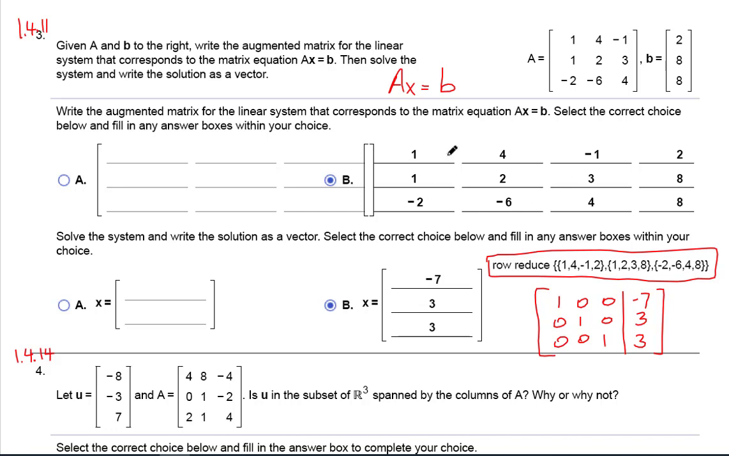So I formed the augmented matrix and did row reduction to get my ones and zeros. And so I found, yes, it is possible to find an X, this X, minus 7, 3, 3, where A multiplied by this X results in the vector B. And you should actually do the multiplication to verify it actually does that.